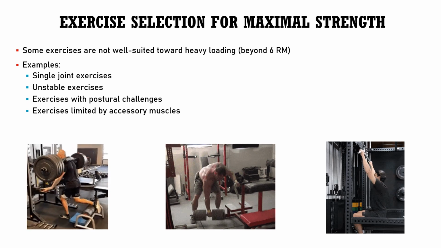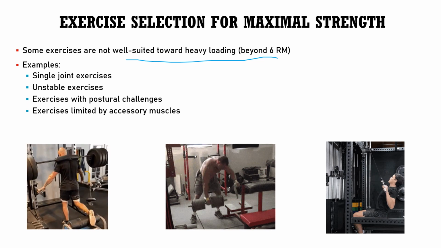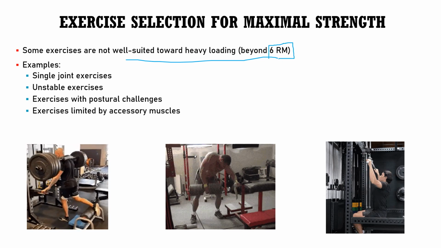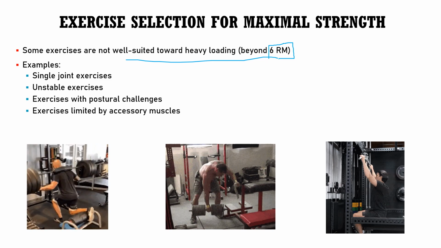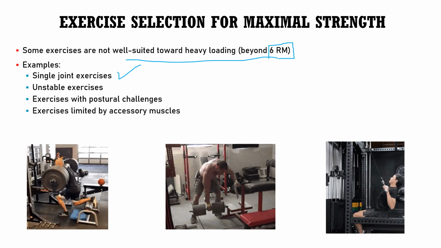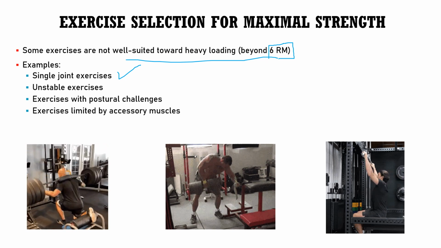Some exercises are just not well suited to being loaded heavy. And by heavy, I mean weight you could only do about 6 reps with before you were pretty close to failure. Examples of these are single joint exercises. We've already discussed why: it's because of that direct stress or strain that can be placed on the tendons.